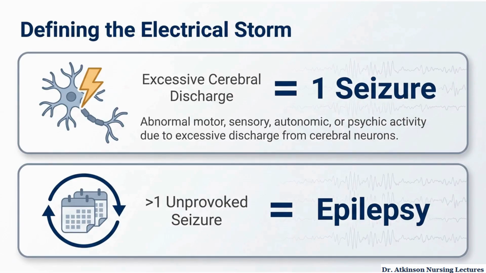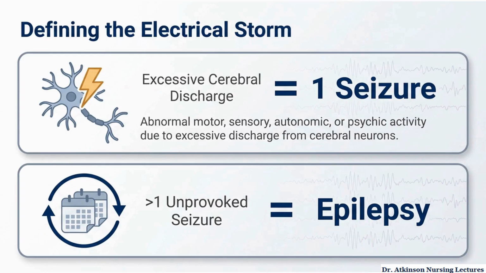A seizure is essentially an electrical storm in the brain. Normally, neurons communicate in organized electrical patterns, but during a seizure, there's an excessive, uncontrolled discharge of cerebral neurons. And depending on where that electrical disturbance occurs, the patient may develop motor symptoms, sensory changes, autonomic symptoms, altered consciousness, or behavioral changes.